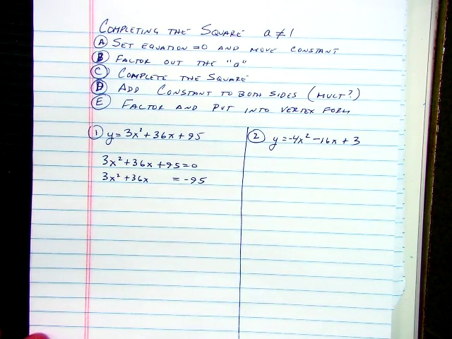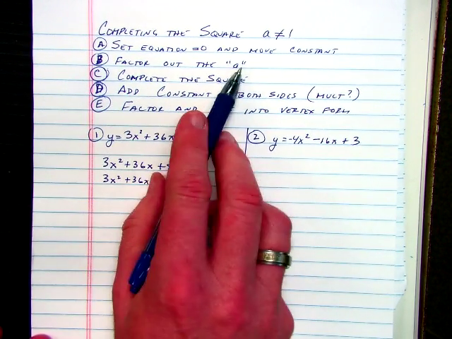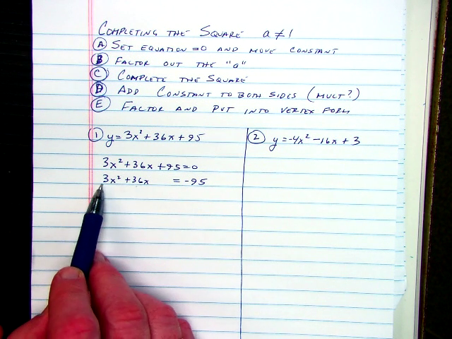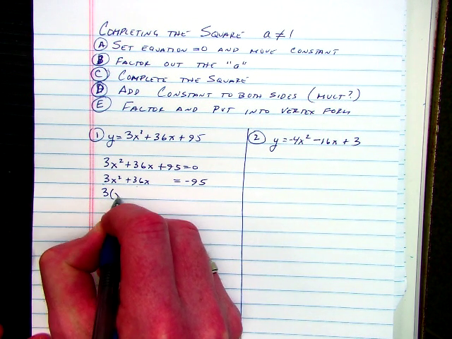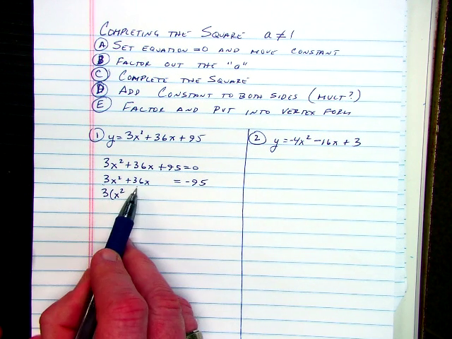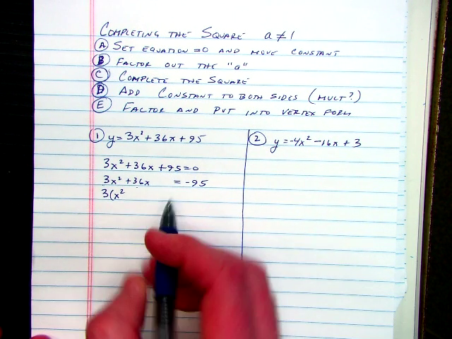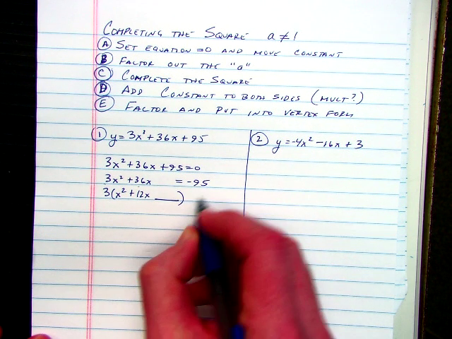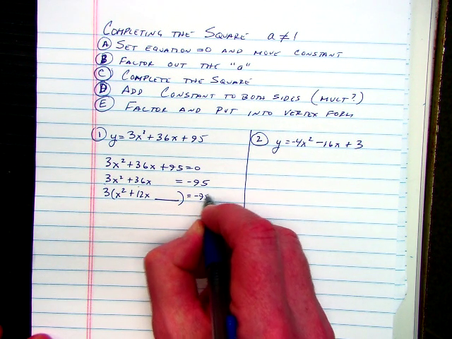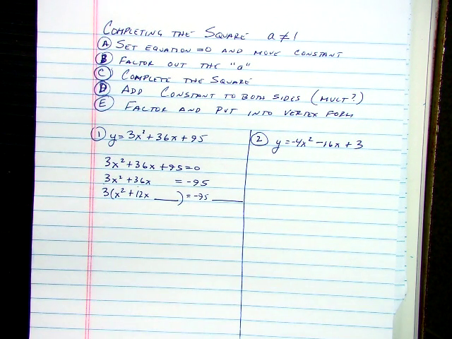Okay, so now we're going to factor out the a. And if you look, 3 is common to both of these. So I'm going to just take out the 3, and what I'm left with is x squared, and it's not 36. I have to take a 3 out of there, so I'm left with 12x. Okay, I'm going to put a blank there, and I'm going to get negative 95, and I'm going to put a blank there. All right, so we're going to now complete the square on this part.